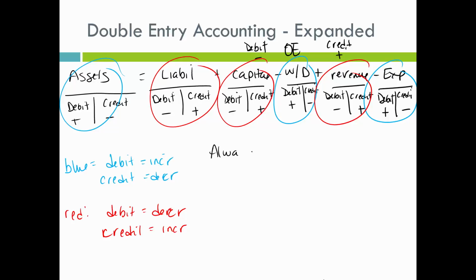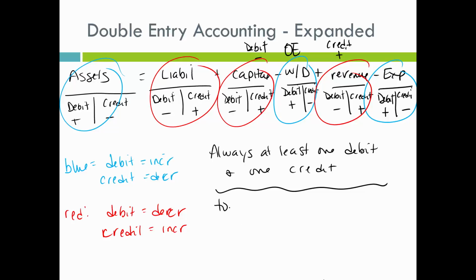You also want to remember that you will always have at least 1 debit and 1 credit. You can have more than 1 each, but you have to have at least 1 of each. And no matter how many you have, for each transaction, your total debits must equal total credits. And there is never a time when that would not be the case. That's how we make sure our accounting equation stays in balance.